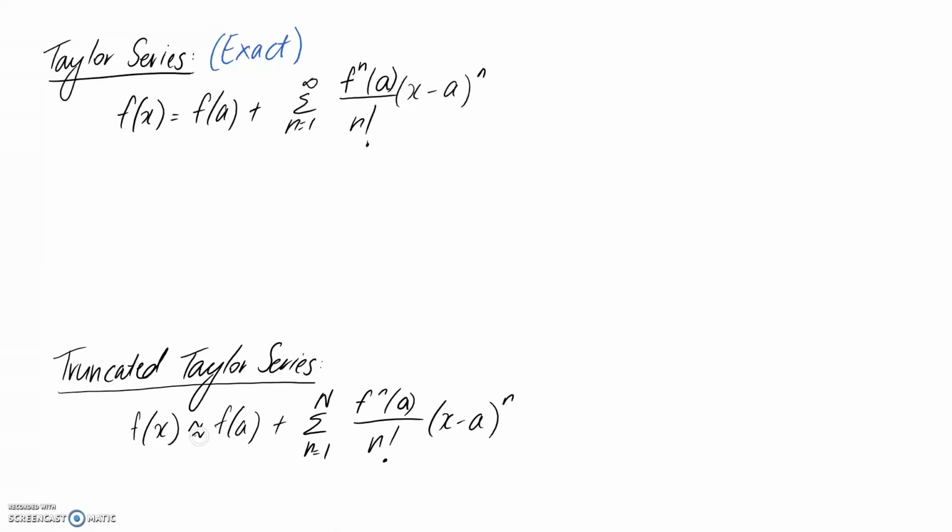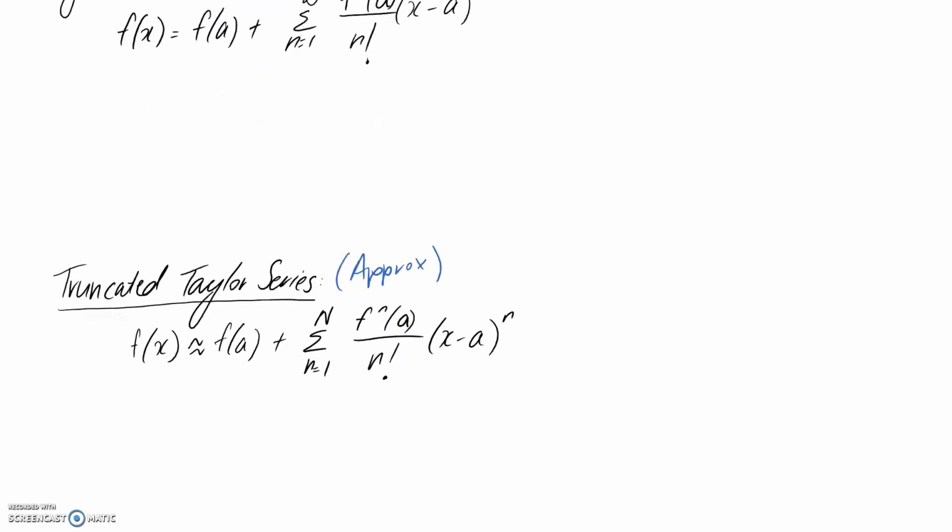What I've done is I've flipped over our equal sign to be an approximation, approximately equal to. That's because now we've got f of a, which is the same as before, but the summation sign has changed. Now we're starting at n equals 1, but we're cutting it off after capital N terms. So if capital N was equal to 3, then we would have 3 terms that we'd add out of our summation symbol there. Let's write out the first couple of terms at least of this truncated Taylor series.